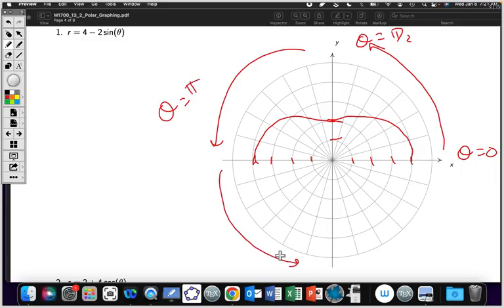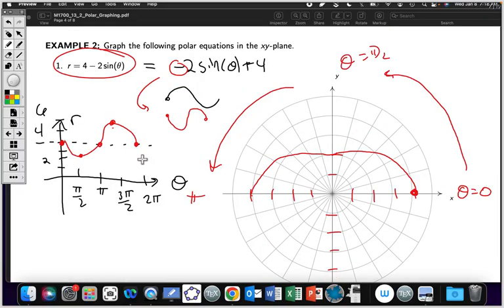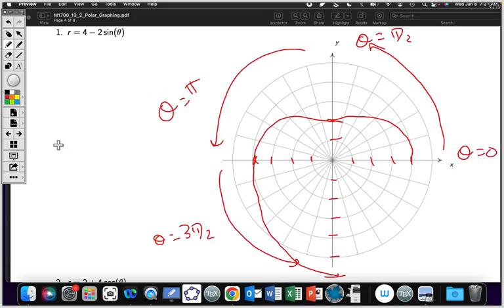And now as I'm going to 3 pi over 2, I'm coming out to 6. So down to there. All right. And then on the last leg of the journey, from 3 pi over 2 to 2 pi, I'm 6 heading back into 4. So that's going to get me back to where I started here. So that's theta is 2 pi. So this will bring me right back into there. Okay, so I get this sort of a shape.